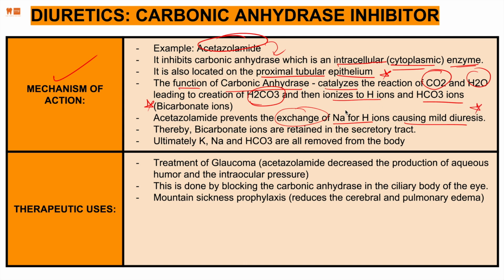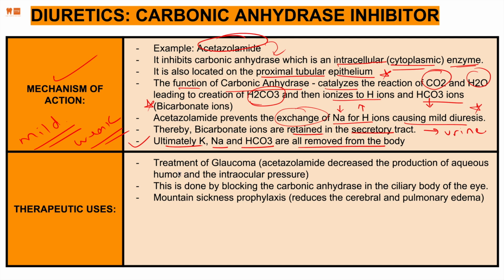So, in order for HCO3 to leave the body, the carbonic anhydrase is blocked. As an effect, sodium leaves the body, hydrogen stays in the body. Along with that, HCO3 leaves the body. Thereby, bicarbonate ions are retained in the secretory tract towards urine. Ultimately, potassium, sodium, HCO3, all are removed from the body. So, mild diuresis, not the best. Remember, it was a weak diuretic.